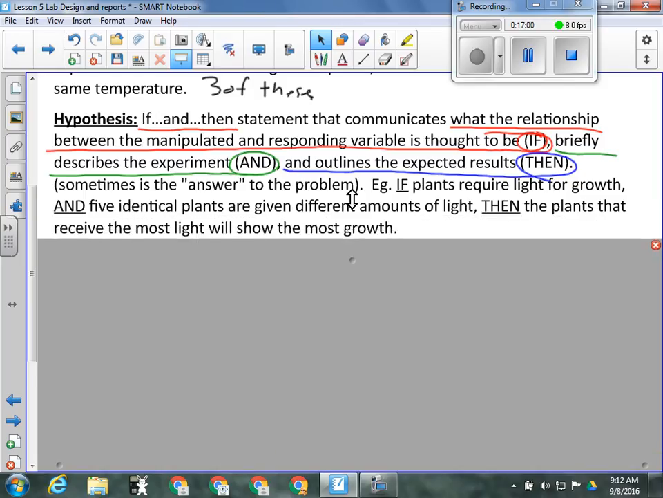So the other part of this explanation is the example. The example here would be: if plants require light for growth and 5 identical plants are given different amounts of light, then the plants that receive the most light will show the most growth. That's a very simplistic hypothesis, but it's a good example.